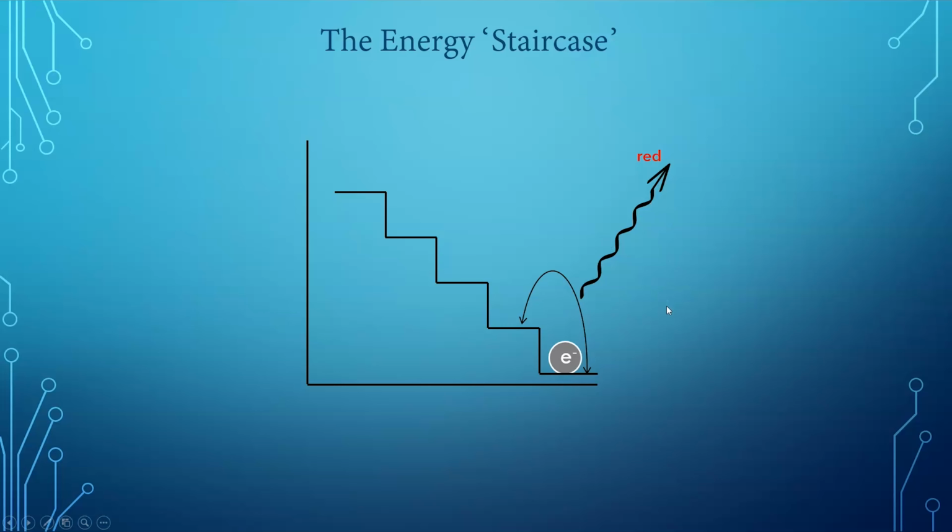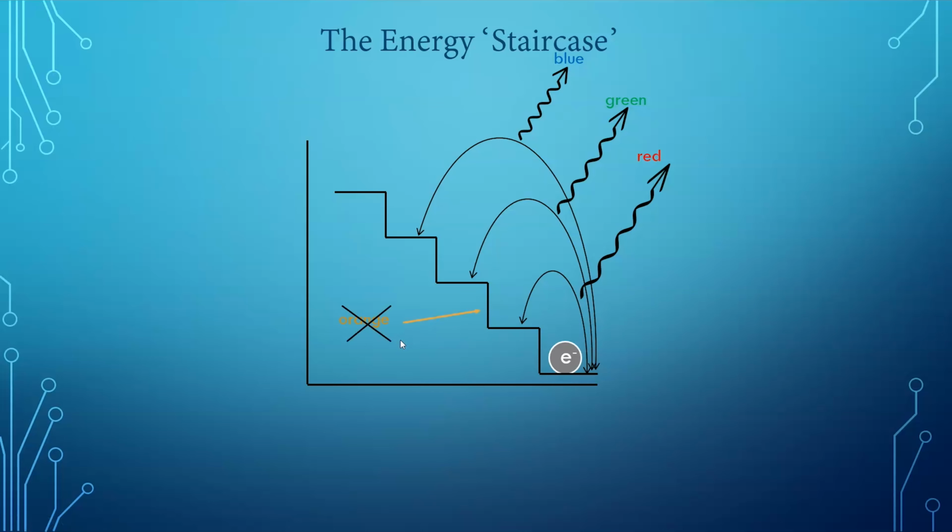Our second possibility is we could kick the electron up 2 steps, and when it falls back down, now we get our photon of green light. If we kick it all the way to the third step and it falls back down, now we get our photon of blue light. Well, what would we have to do to get a photon of orange light? We would have to go somewhere between the first step and the second step. And that's simply not possible.